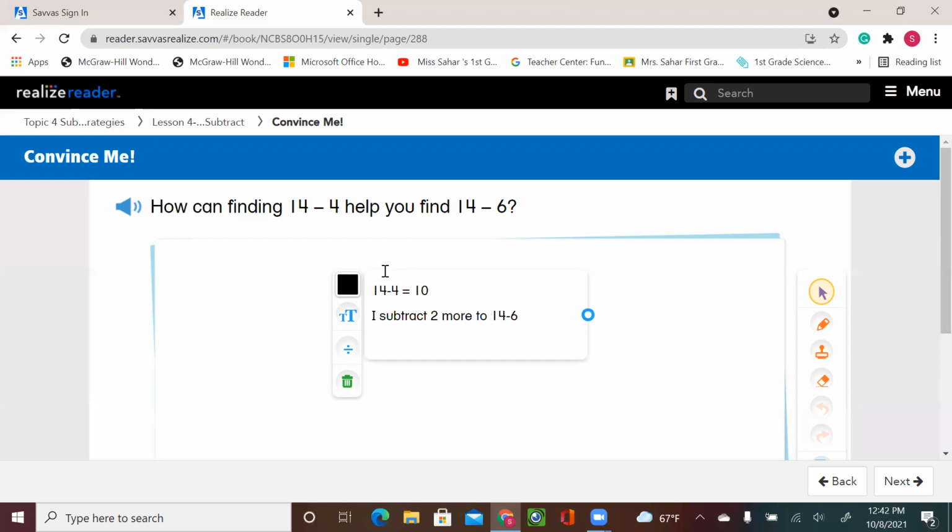So that means 14 take away 6 equals, I'm taking 2 more from the 10, remember? 8. So now I know 14 take away 6 equals 8.